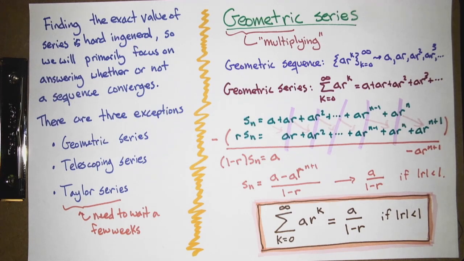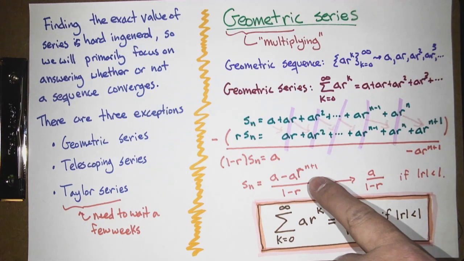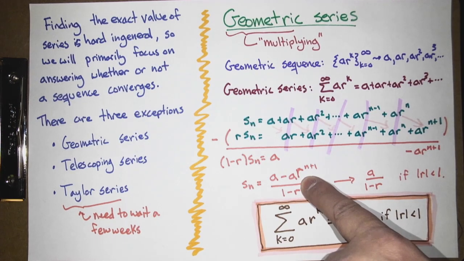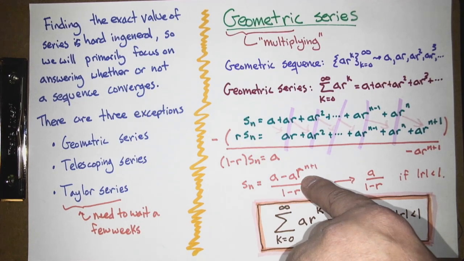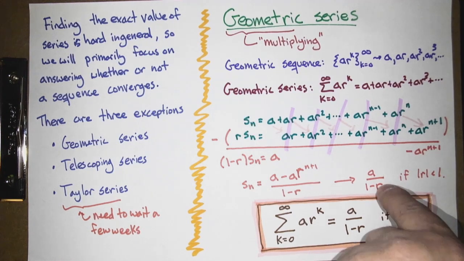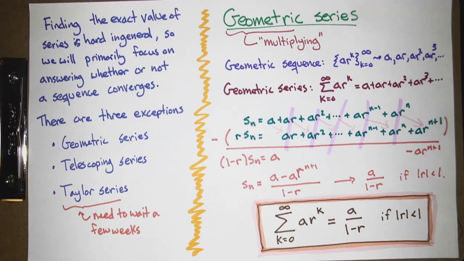Now the great aha. If r is small, what happens to r to the power n plus 1? If the size of r is less than 1, r to a large power does what? Goes to 0. So the partial sums converge. And so we get the following nice fact. The sum, k equals 0 to infinity, a r to the k, is a over 1 minus r, if the size of r is less than 1.